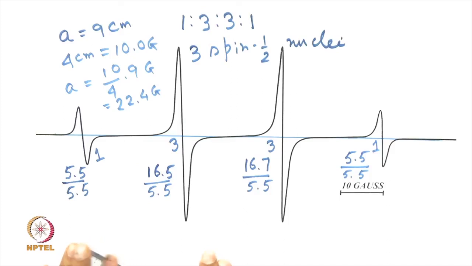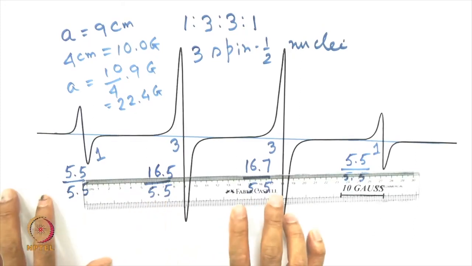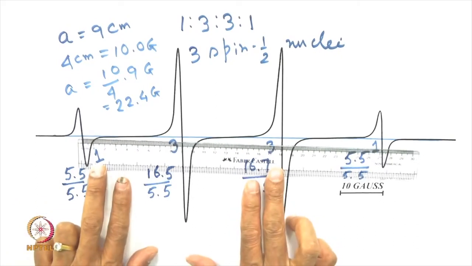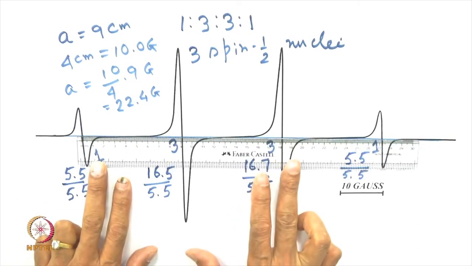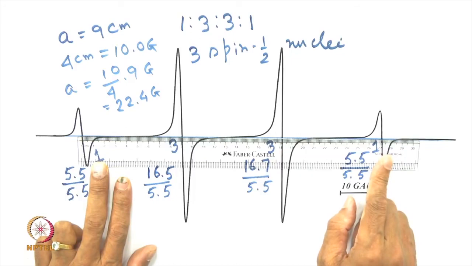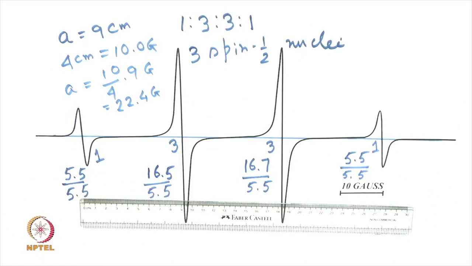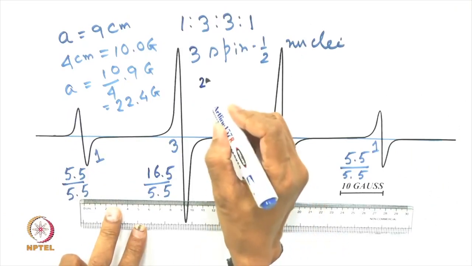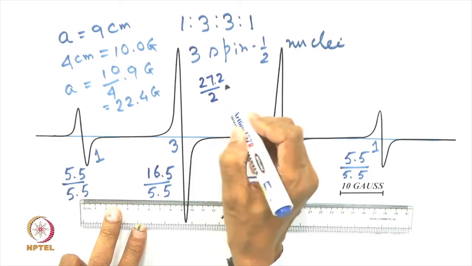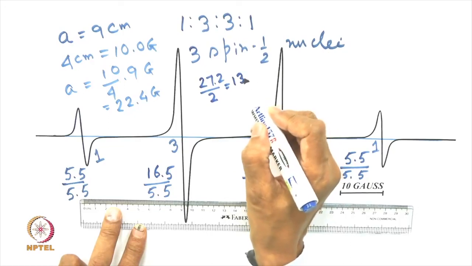What is the G value for this spectrum? For that I need to find out the center of the spectrum. Center of the spectrum will be somewhere here. How to find it out? Again we use the ruler. Total distance from the middle of this to middle of this is 27.2 centimeter. So, half of that will be 27.2 divided by 2, this gives 13.6.